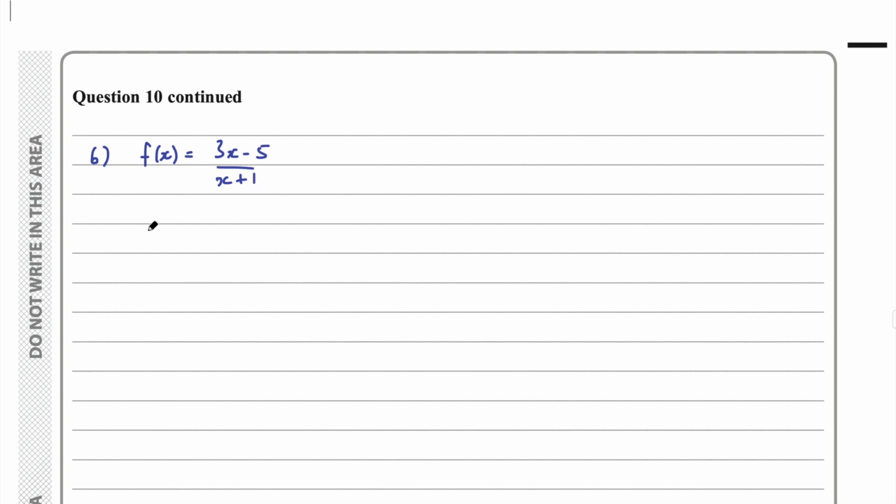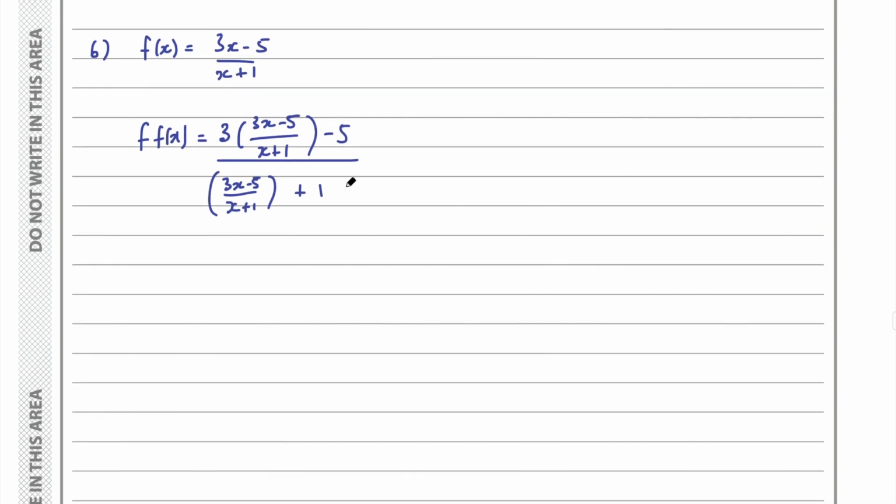So therefore f f of x is going to be this substituted into itself where there is an x term. So this is going to be 3 multiplied by 3x take 5 over x plus 1, take 5, divided by 3x take 5 over x plus 1, plus 1. So you can see this is going to get fairly messy, but hopefully it simplifies out quite nicely.